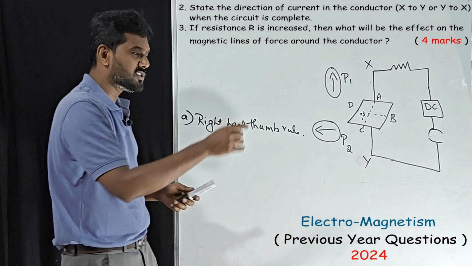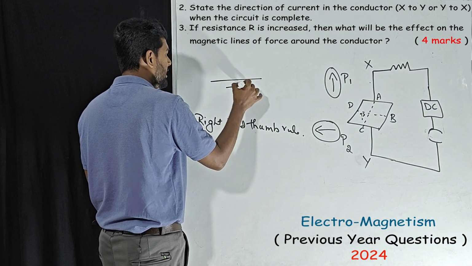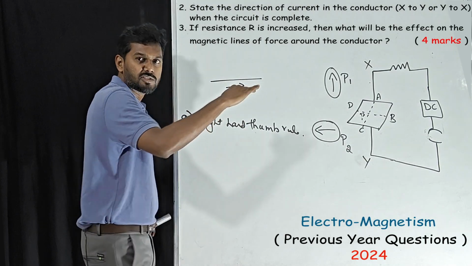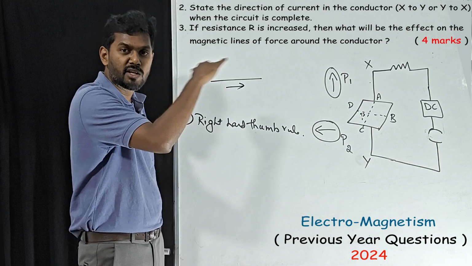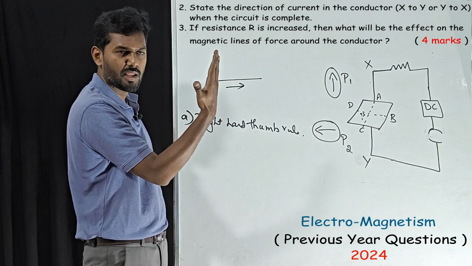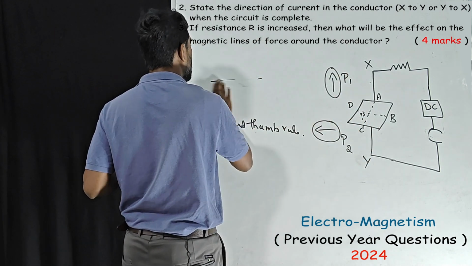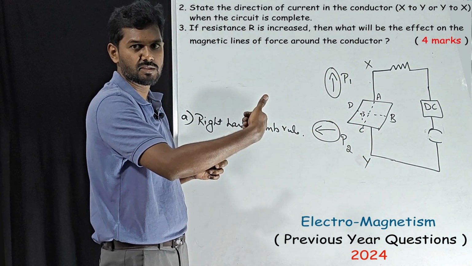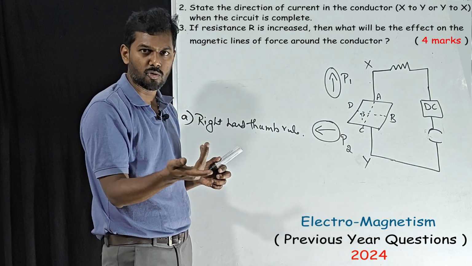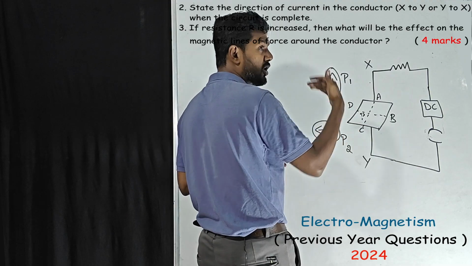So in one of the questions, the wire was here and the needle was here, so that's why we took the wire as horizontal. If the wire is horizontal, we have to hold it like this, correct? Now in this case, the compass is here and the wire is vertical, so we have to hold the finger like this. In the first question we got to know it is the right hand thumb rule, so we have to hold it like this.